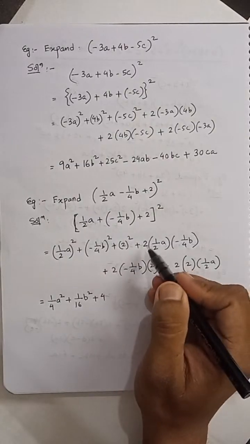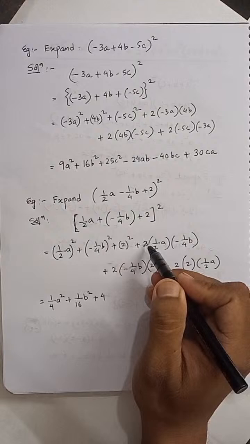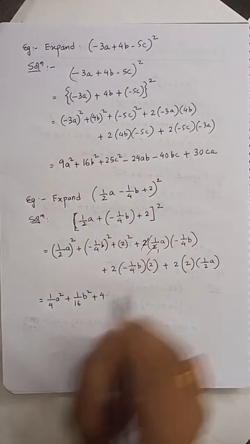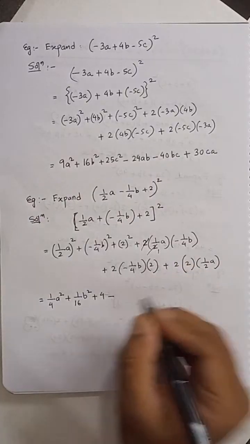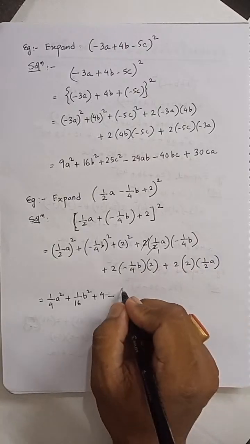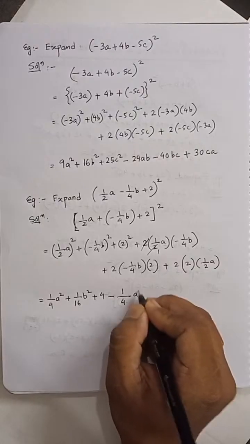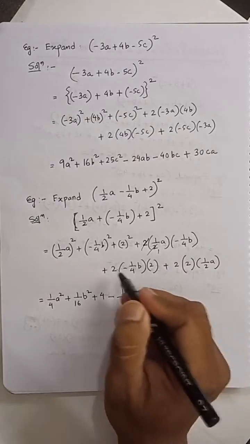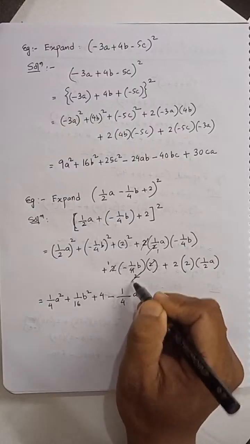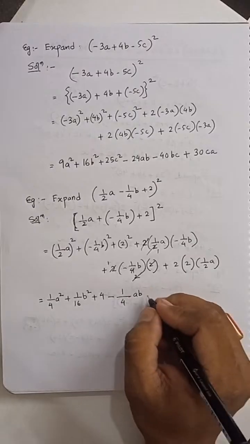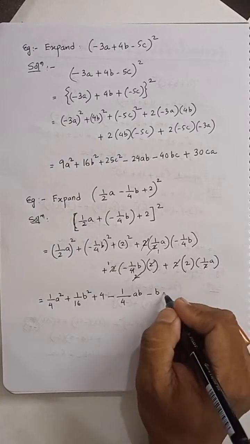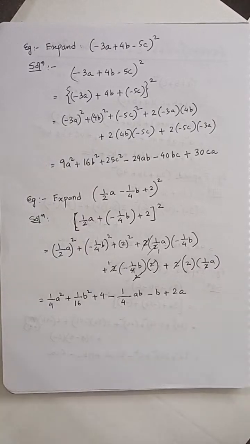Now we can simplify. 2 divided by 2 is 1. So these 2 will get cancelled out, and we have negative, because negative and positive multiplied gives negative. Negative 1 by 4ab. Then again we can reduce them. So 2 into 1 is 2, 2 into 2 is 4. Again this 2 and this 2 will get cancelled out. So we will be left with minus b. And then this 2 and this 2 will get cancelled, plus twice a. So this is our answer.